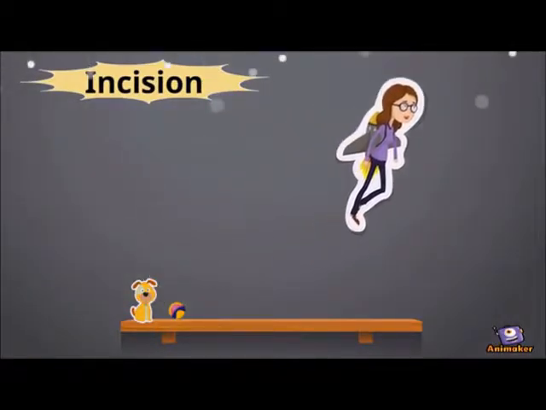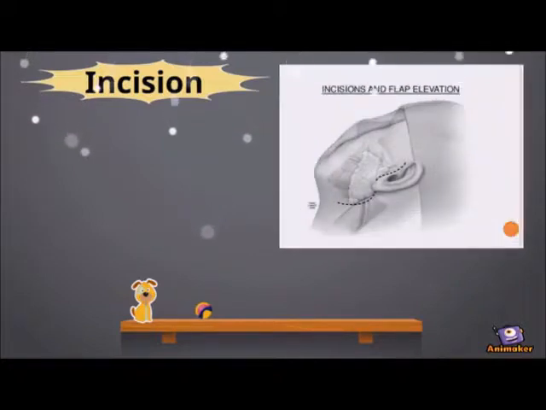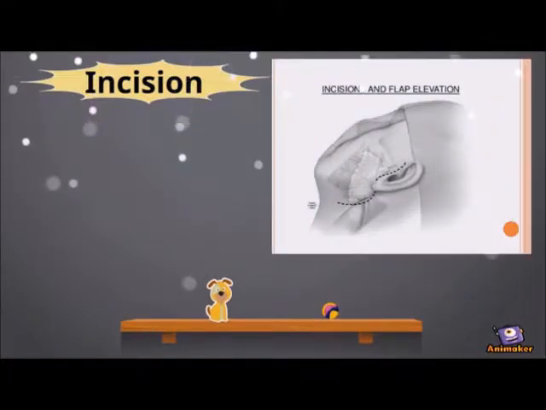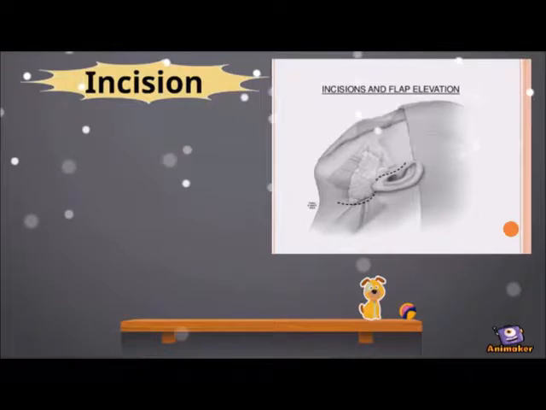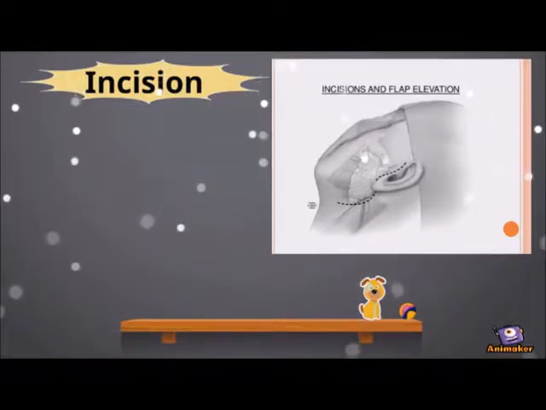The modified Blair incision is made in the preauricular region and continued inferiorly around the earlobe and anteriorly parallel to the angle of the jaw.